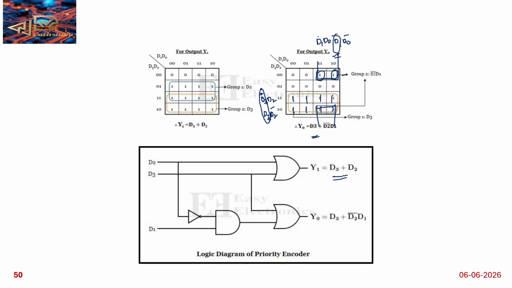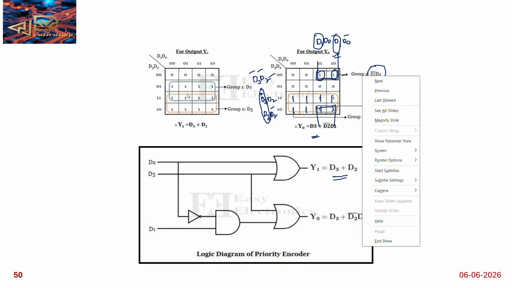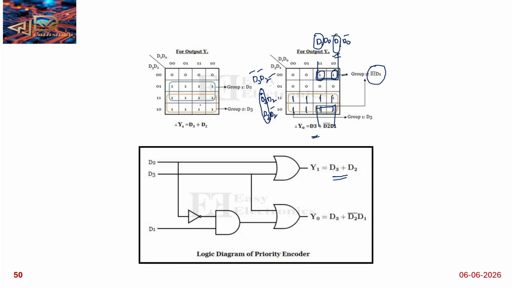Again D1 is the common here, and then what is the common variable here? D3 and D3 bar, and D2 bar. Okay, D2 bar is the common. D2 bar into D1 is the output. So in this way, we get the values for the priority encoder. Same thing, I am getting the equations like this.